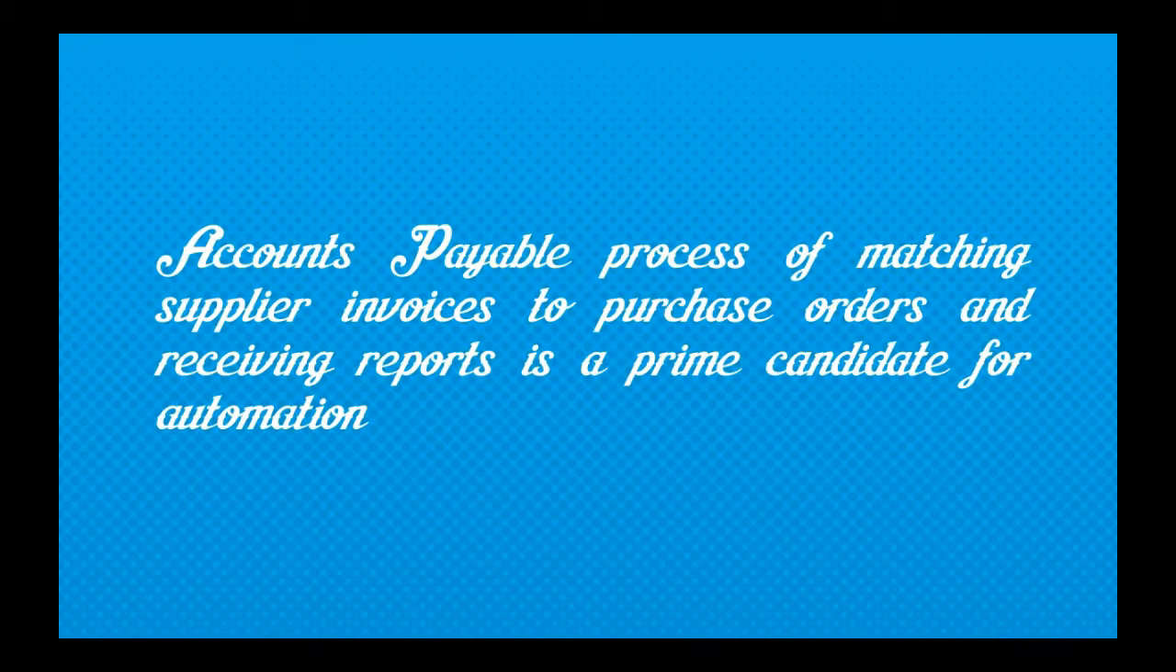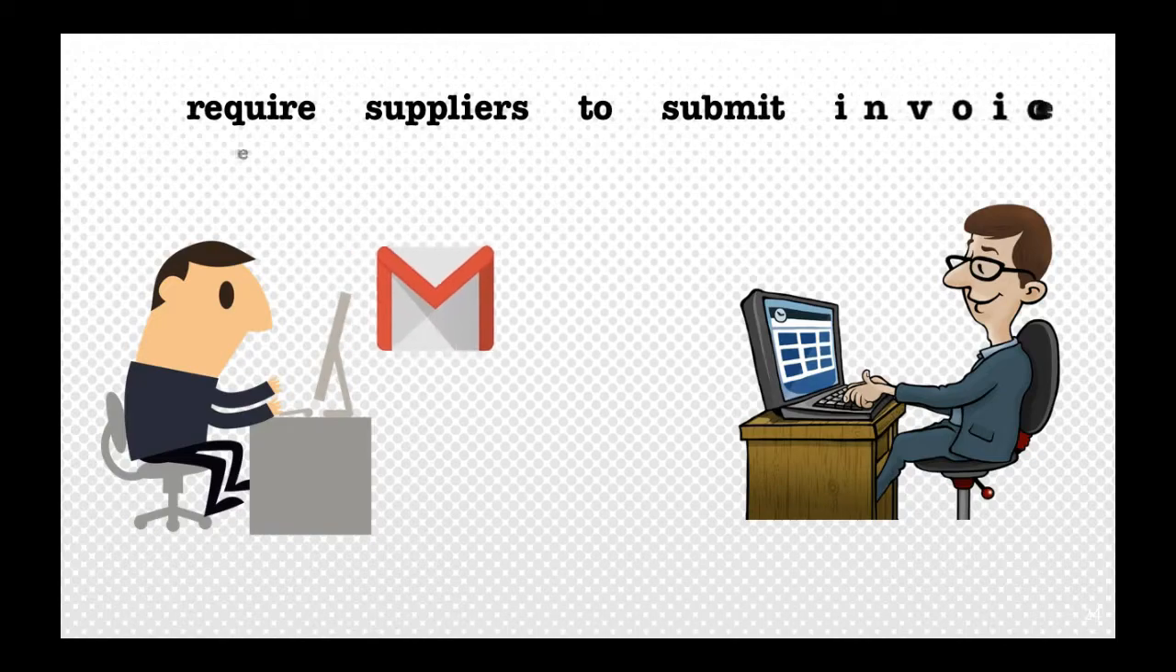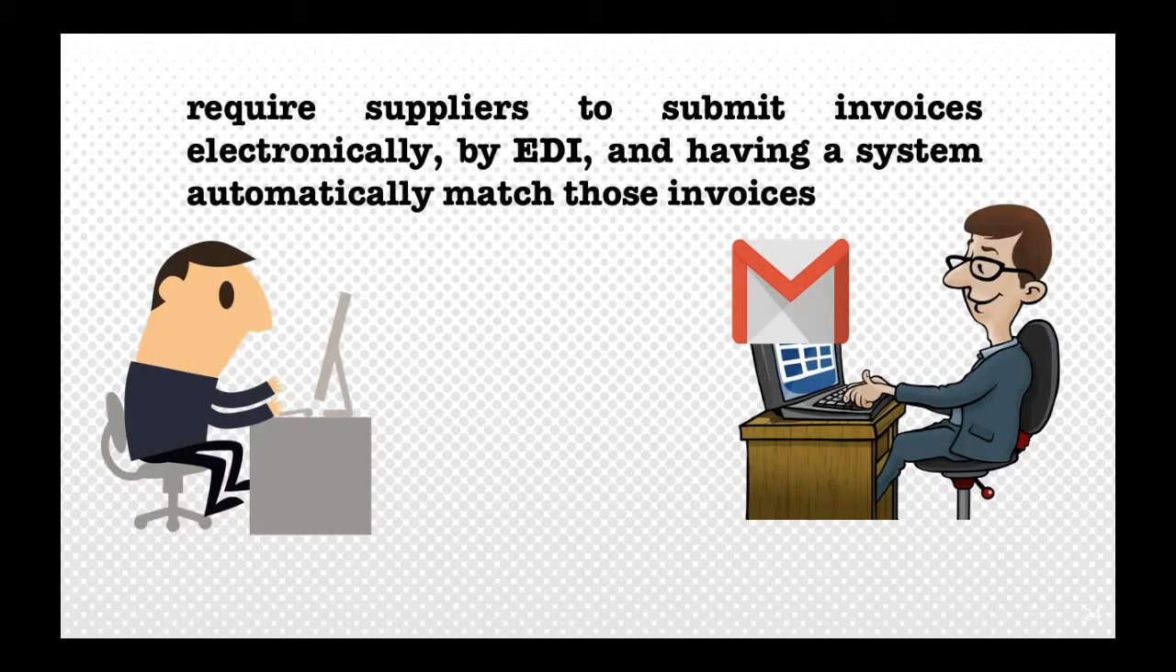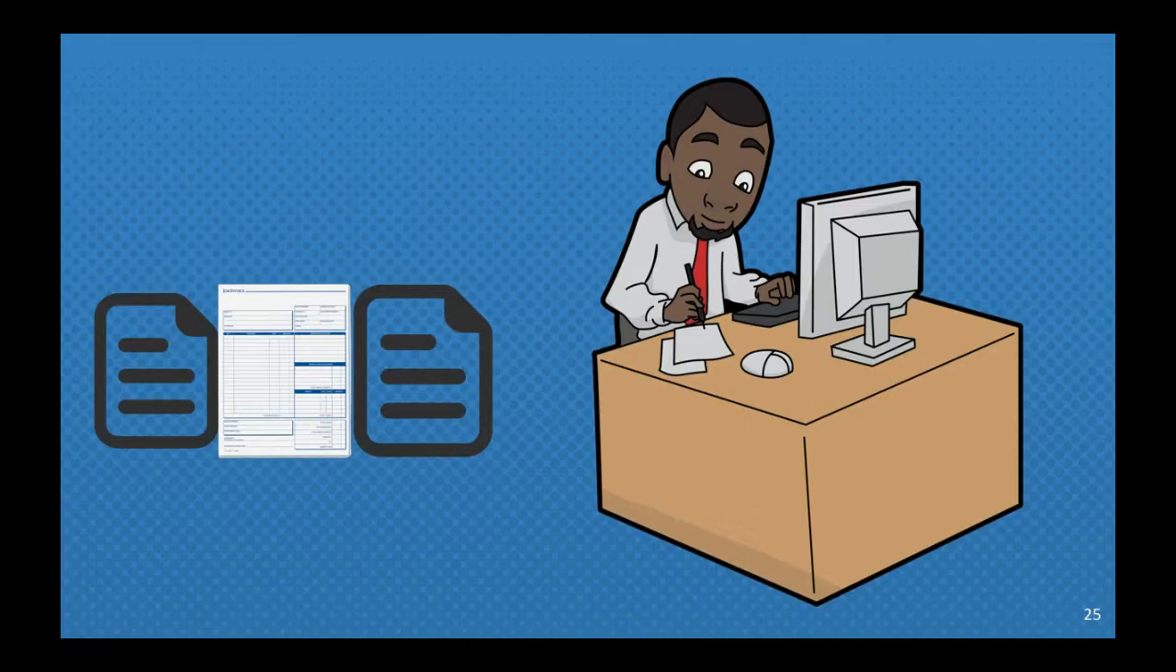The accounts payable process of matching supplier invoices to purchase orders and receiving reports is a prime candidate for automation. Efficiency can be improved by requiring suppliers to submit invoices electronically, by EDI, and having a system automatically match those invoices to the appropriate purchase orders and receiving reports. In this case, only those supplier invoices that fail this matching process need to be processed manually.